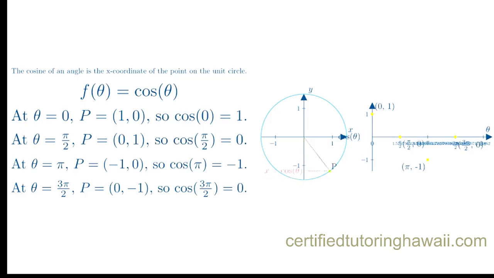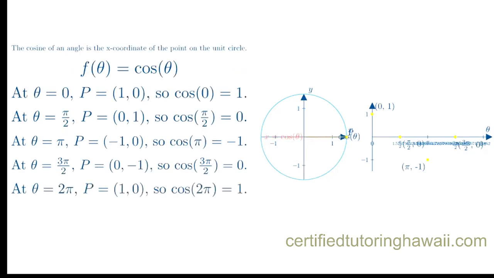The x-coordinate continues to increase back to its starting value of 1. At 2 pi, we are back at the point 1, 0, and the x-coordinate is 1. We plot 2 pi, 1. Connecting these points with a smooth curve gives us one complete cycle of the cosine wave. Just like sine, the cosine wave oscillates between a maximum of 1 and a minimum of -1.